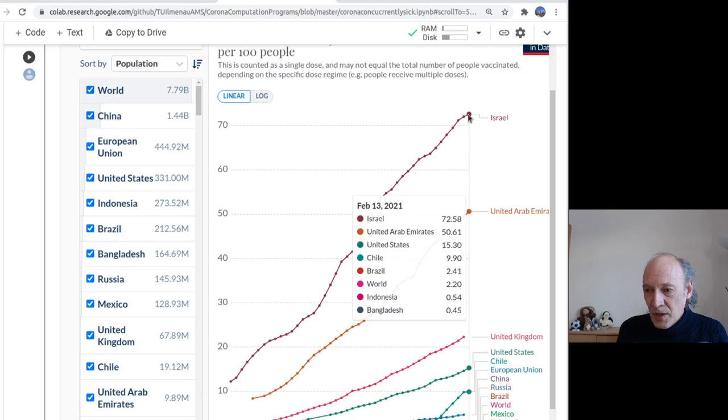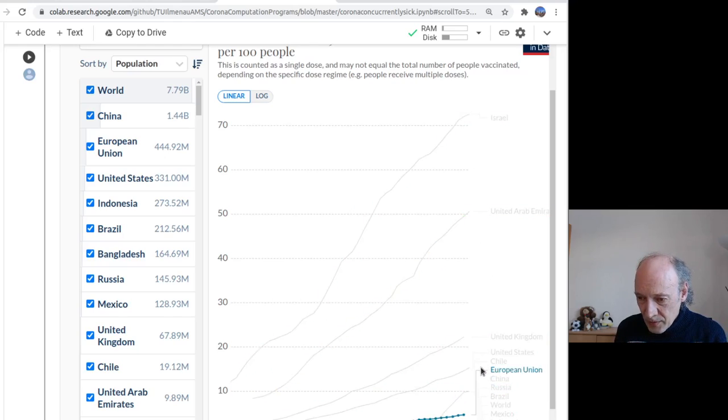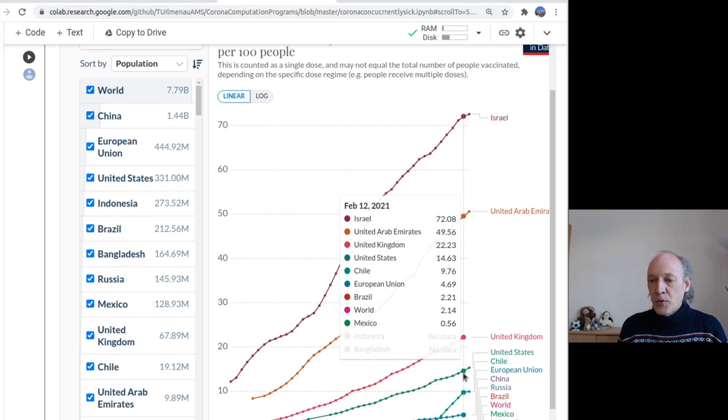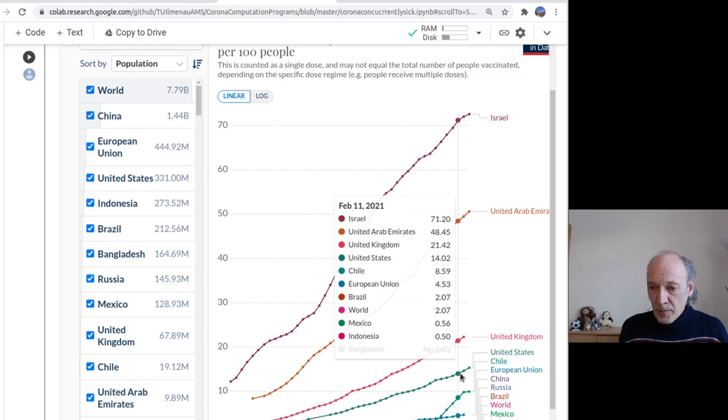Then you have the United Arab Emirates, 50%. They're almost done. United States is currently at 15%. So it takes them, say, 4 to 5 more months to be done. And in the EU, here's the European Union, 4.7. So it's like 5%. But it's expected that we ramp up the speed of vaccinations. And then it looks realistic that we are also done with vaccinations, say, until the end of summer. So I would guess until the end of summer we are done with vaccinations, such that everybody who wants can have a vaccination. And that's the important part.